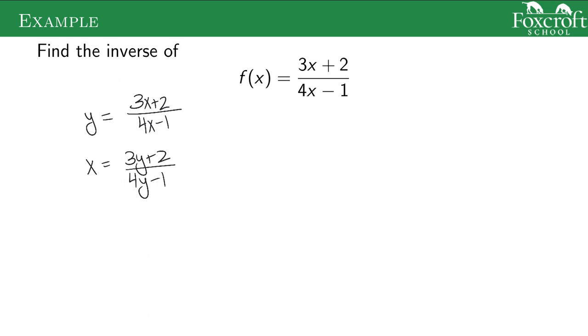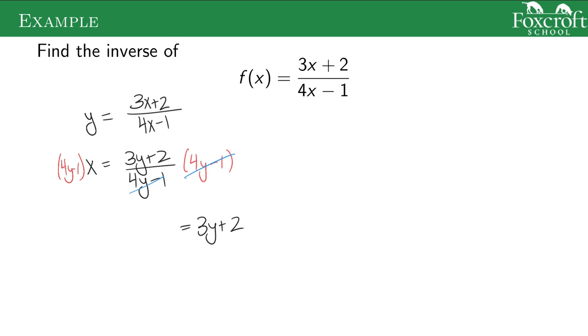All right, here we have a fraction. Whenever we're dealing with fractions, normally our first step is to get rid of the fraction. We do that by multiplying both sides by the bottom of that fraction. On the right hand side, the 4y minus 1s are going to cancel. We get 3y plus 2.